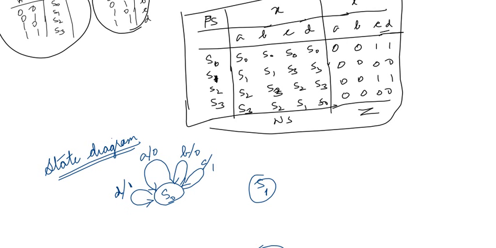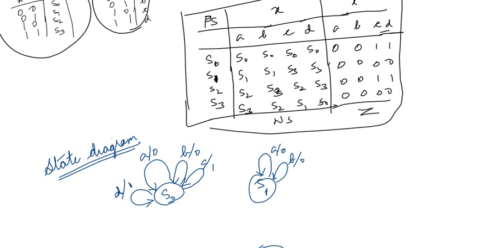Similarly, we are in the state S1. When the input is A and B, we are going to the same state S1 with the output always 0. So I can make it like this. When the input is A, output is 0. When the input is B, we go to the same state S1. For B, what is the output? 0.